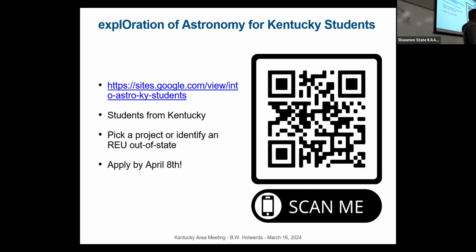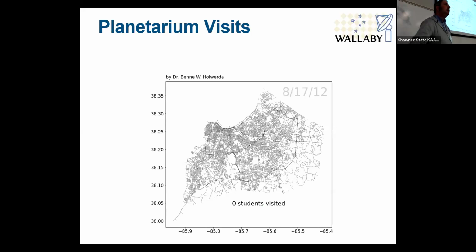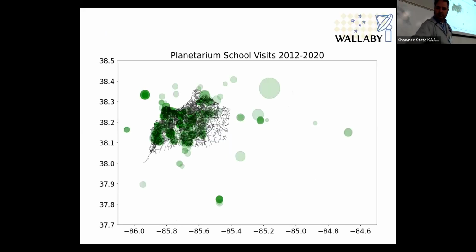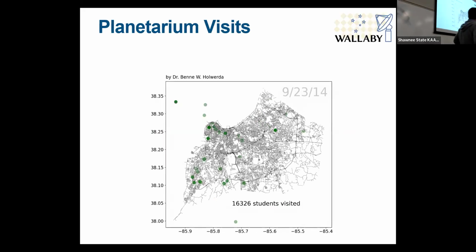Any other questions? So on your planetarium map, you listed Louisville and... Would it be helpful, maybe, could you have color codes of the areas where you have underrepresented, you know, or underreached?